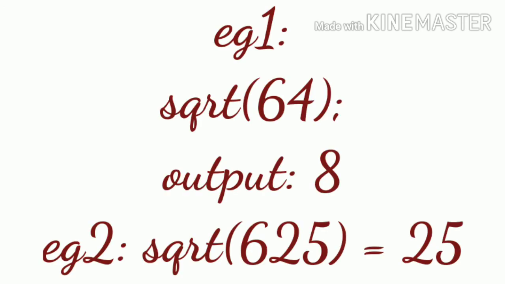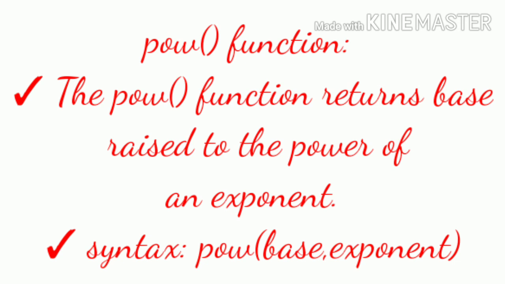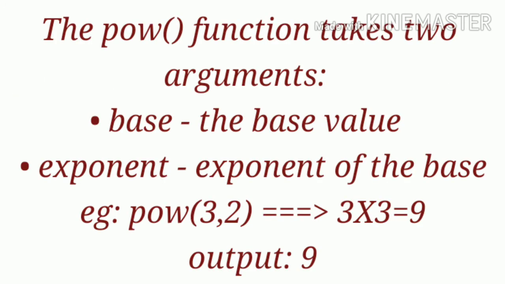Okay. For example, sqrt of 64, the output is 8. One more example, sqrt of 625, the output is 25. The next function is the pow function, which is used to find the power of an exponent. Here two arguments are passed. The syntax of the pow function is pow of base comma exponent. Base is the base value, exponent is the power value. For example, pow of 3 comma 2, that means 3 square. Okay, so 3 into 3, 9. So the output is 9.